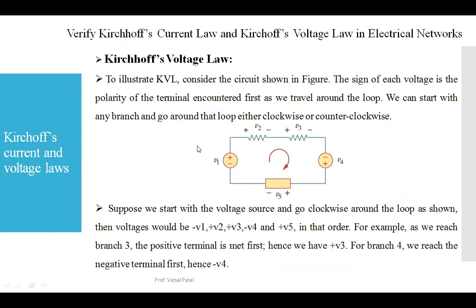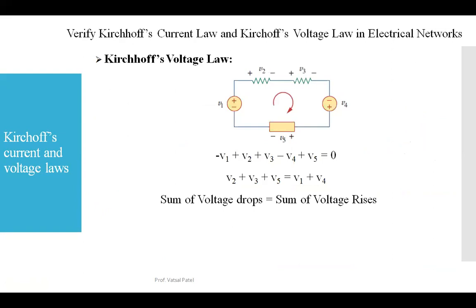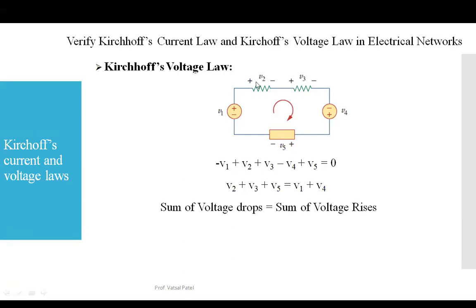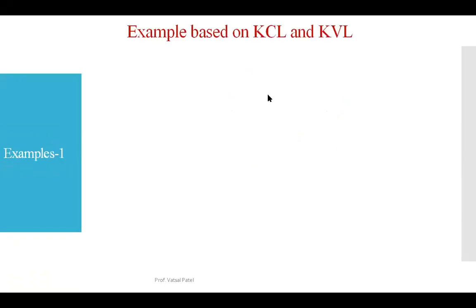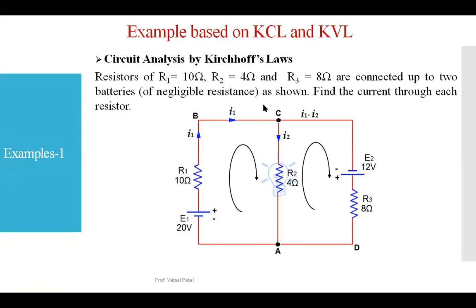In this diagram we identified two voltage sources and three voltage drops. If you apply KVL in this closed loop path, then the sum of the voltage drops is equal to the sum of the voltage rises. Then we discussed the example. This example we discussed in the last session. Do you remember? Yes or no? We identified the current flowing through each resistance in the circuit. So this we discussed in the last session.